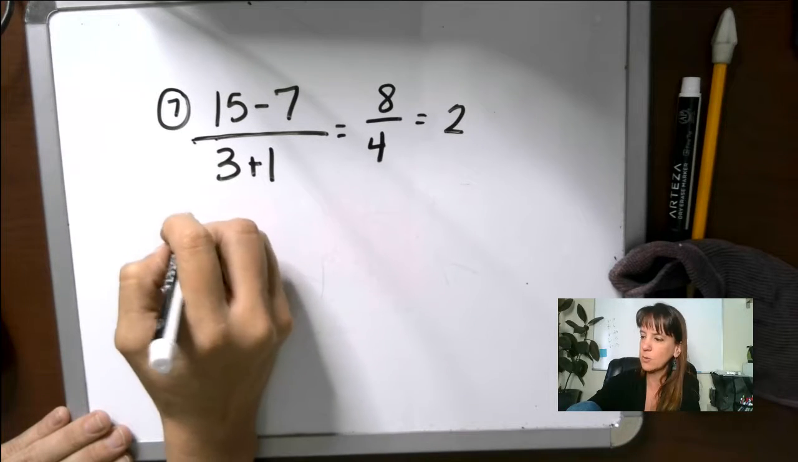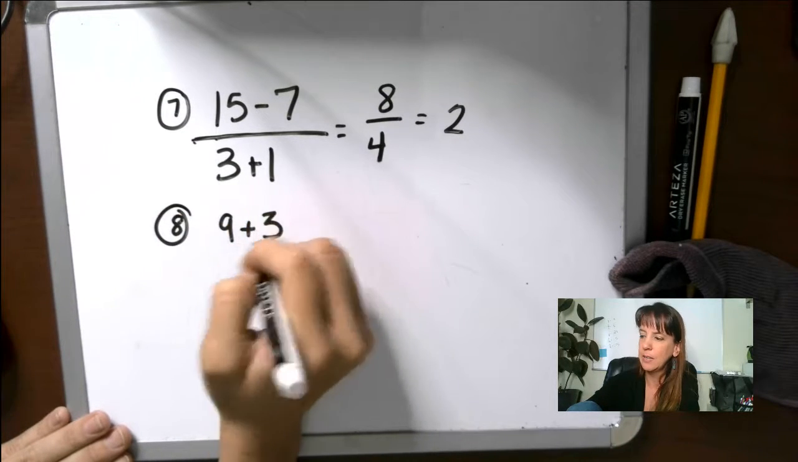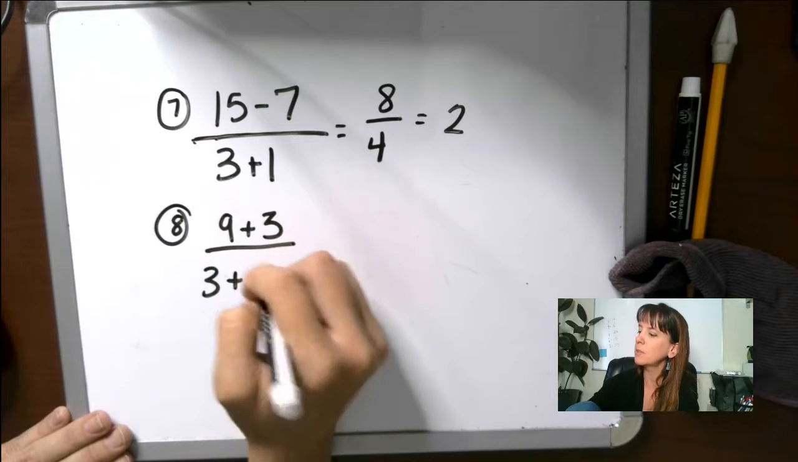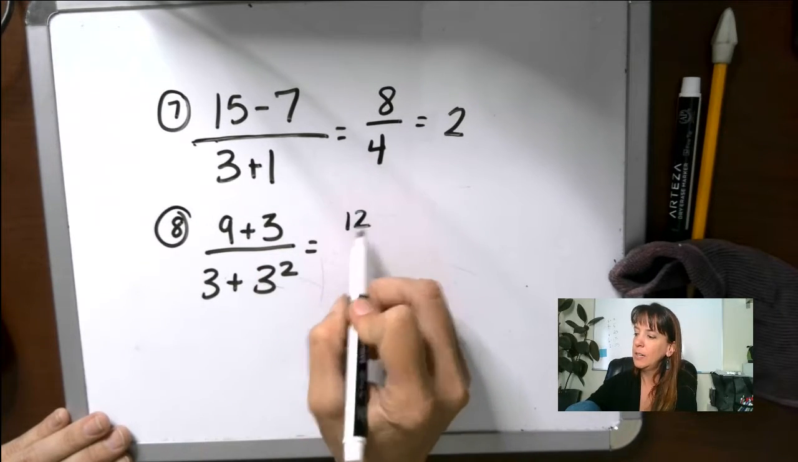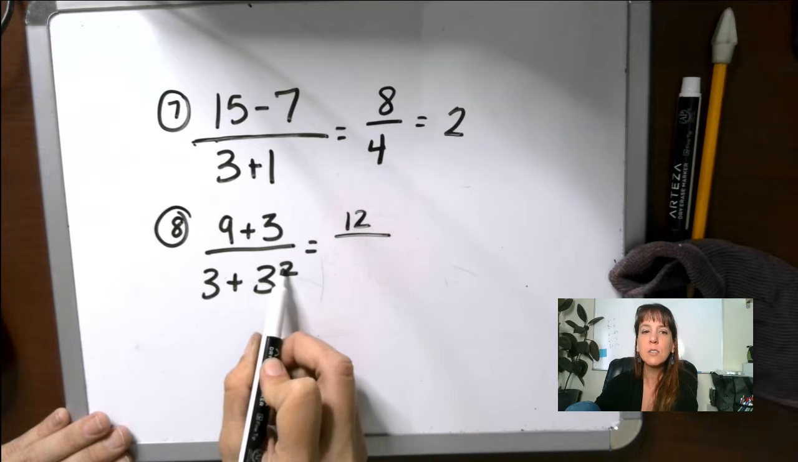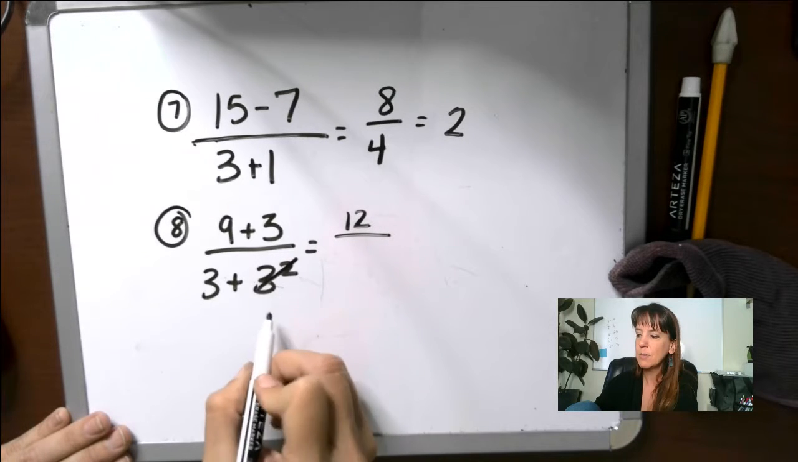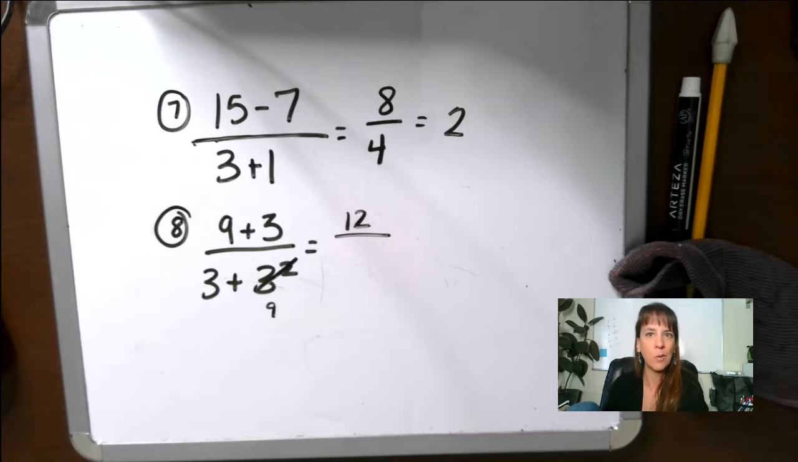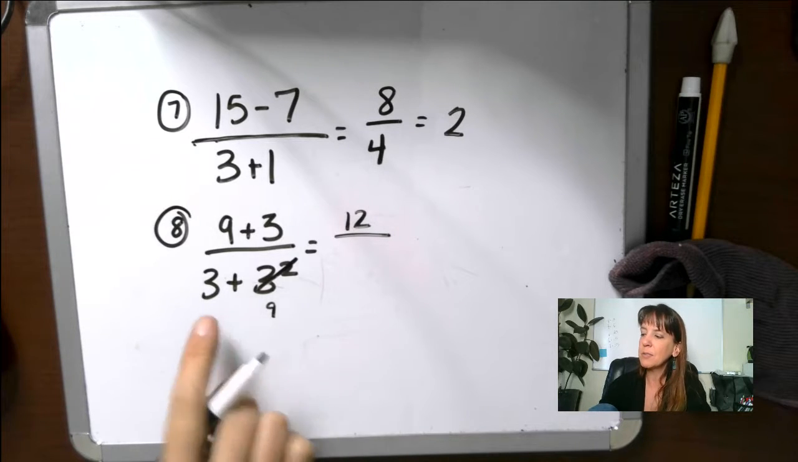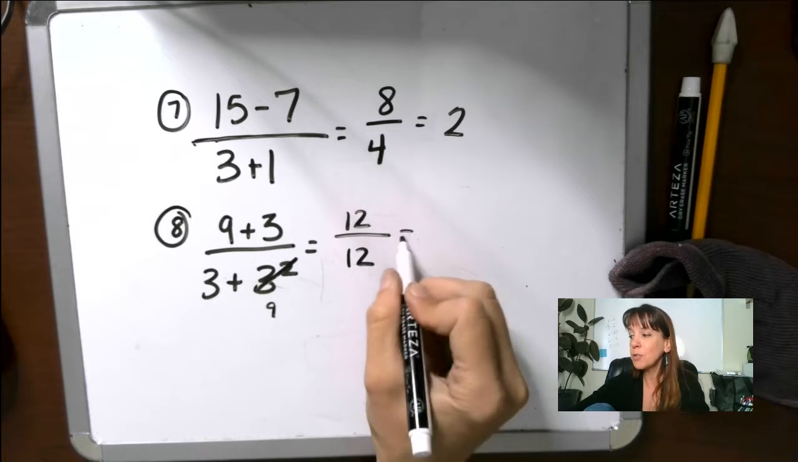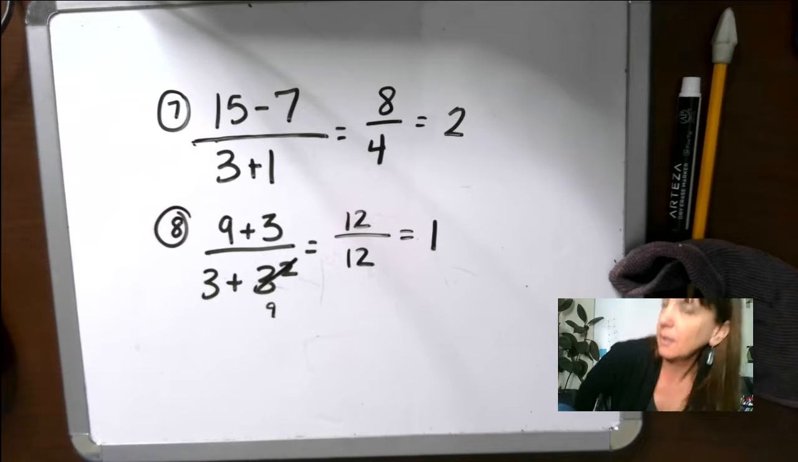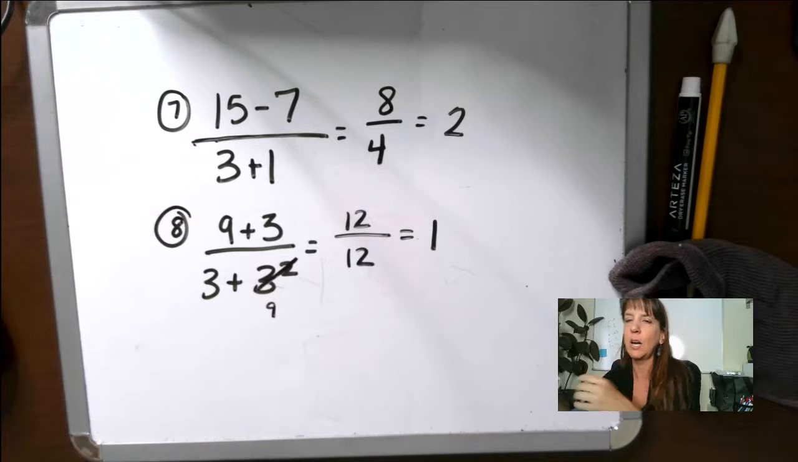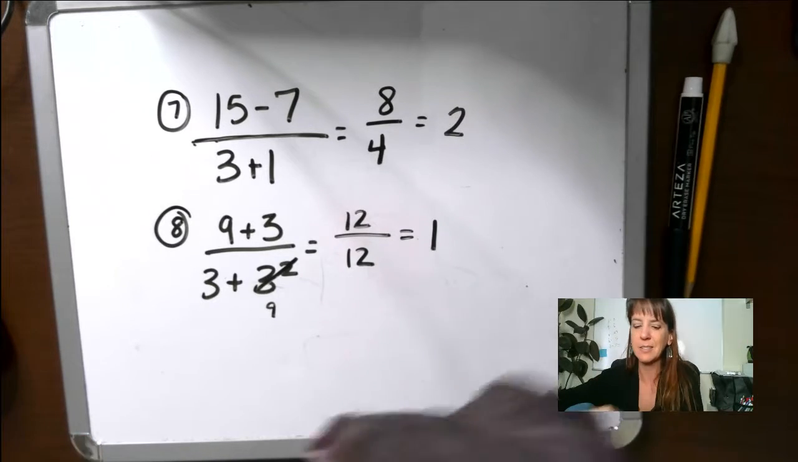All right, so the last one, we've got 9 plus 3 over 3 plus 3 squared. All right, on the top here, I have 12. On the bottom here, 3 squared. Remember, that's 9. So I'm just going to write a little 9 here. I'm lazy, I don't want to have to write it all out again. 9 plus 3 we know is 12. 12 over 12, that equals 1. Anything over itself equals 1, okay? That's why we can reduce fractions or find common denominators. I'll get into that at some other point.